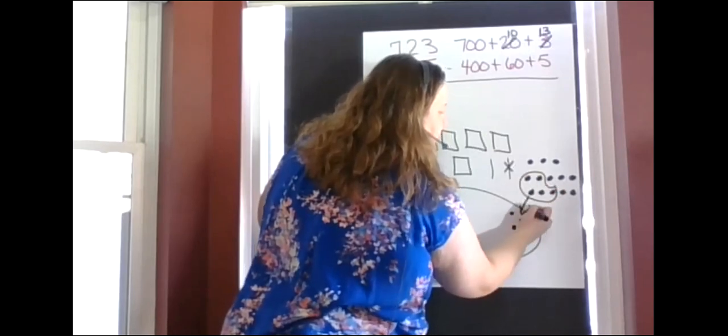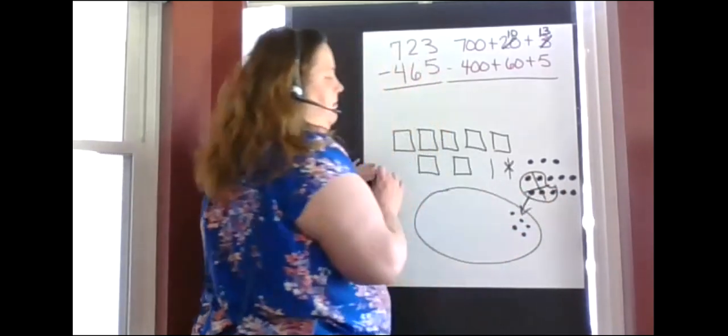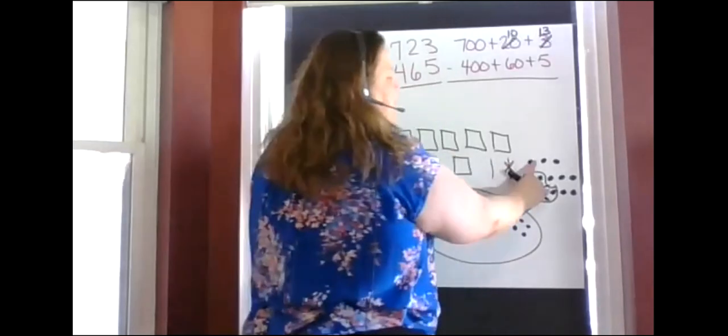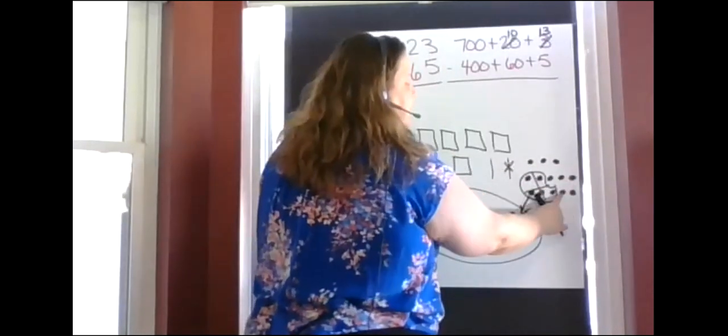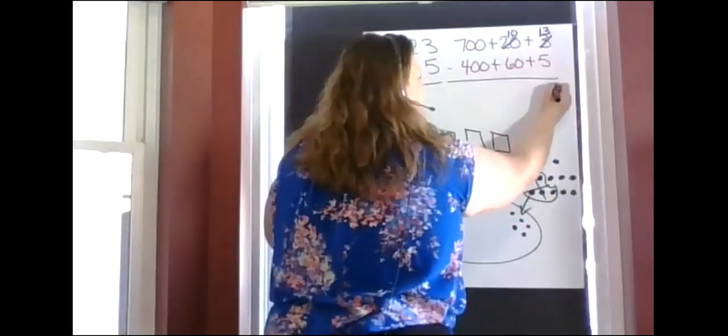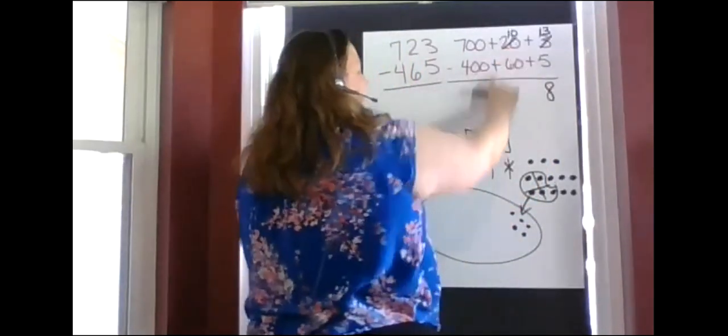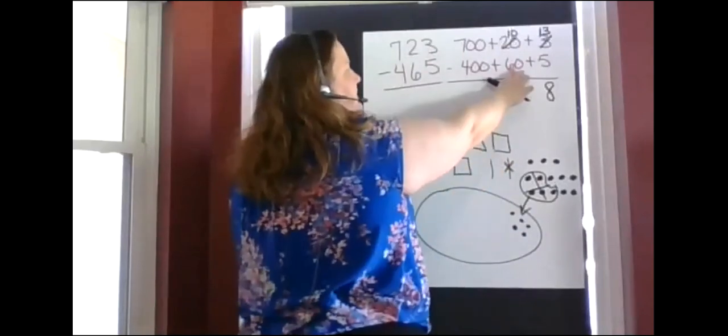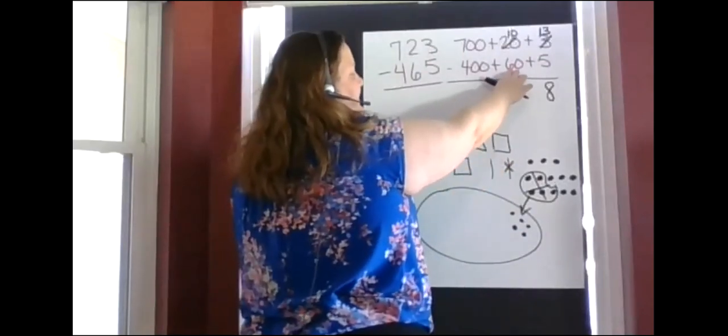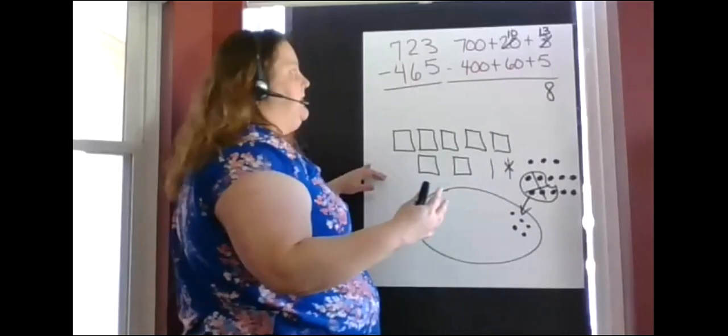This is the group that went here. I no longer have them. And I'm left with 1, 2, 3, 4, 5, 6, 7, 8 ones. All right, now I'm in my 10s. I have 1 10. I need to take away 60 or 6 10s. So I'm going to make that trade.